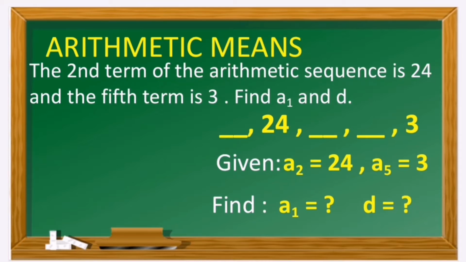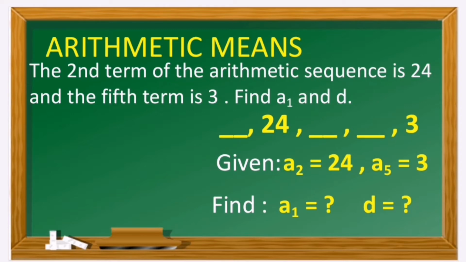The given are the following. a sub 2 is equal to 24. a sub 5 is equal to 3. But in this particular example, since we do not have yet the a sub 1, we will assume a sub 2 as our a sub 1.